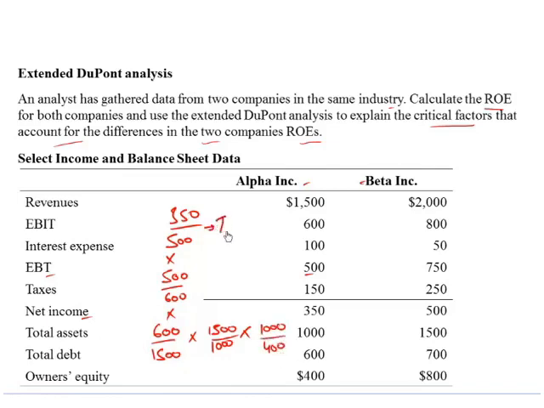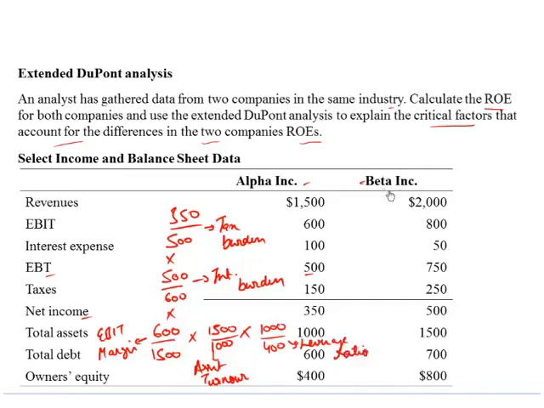We can name each of these ratios: the EBIT margin, asset turnover, and the leverage ratio. We can similarly do the breakup for Beta Incorporated and compare the significant differences.